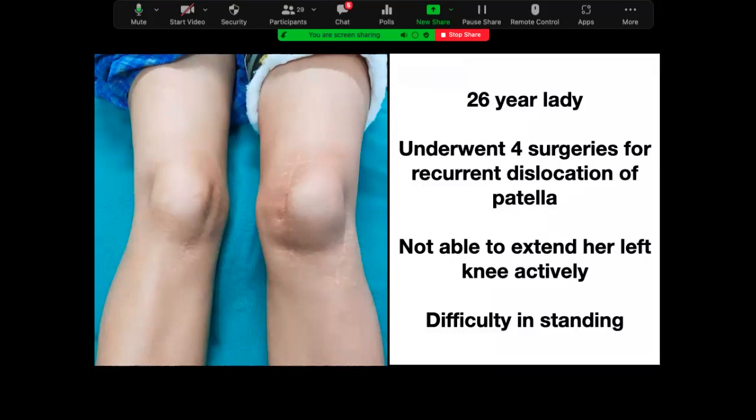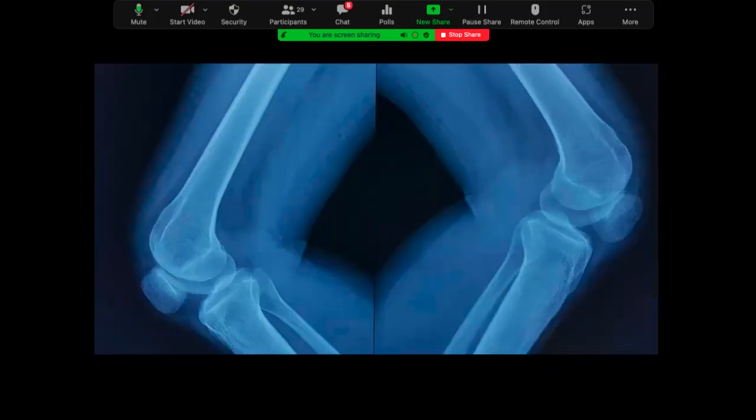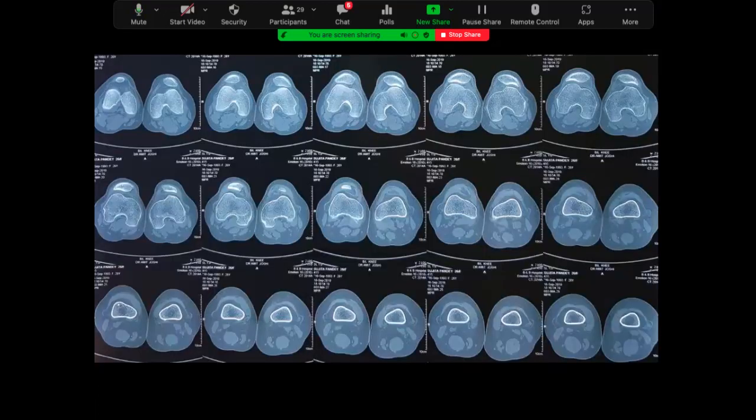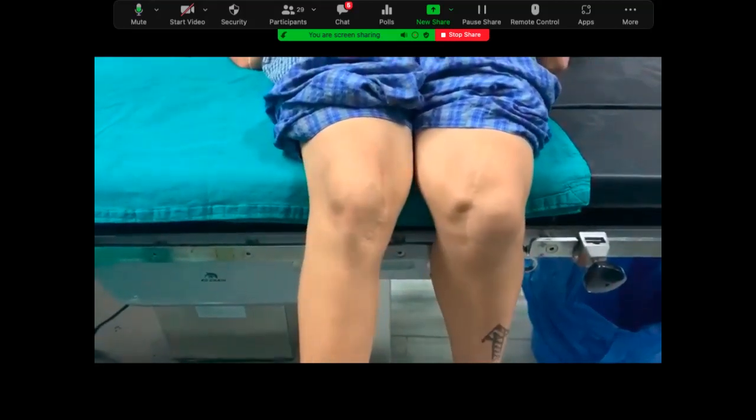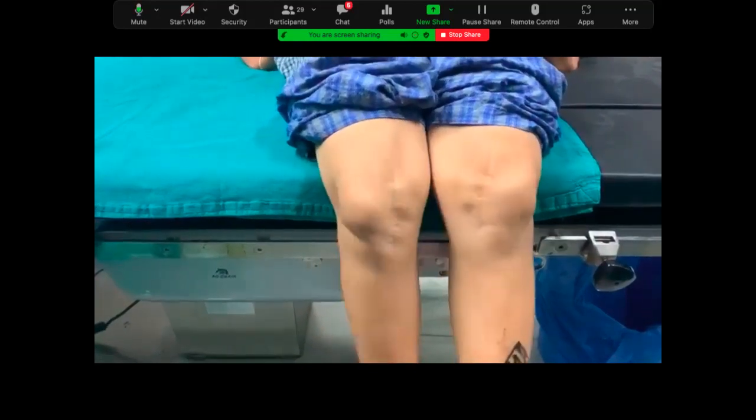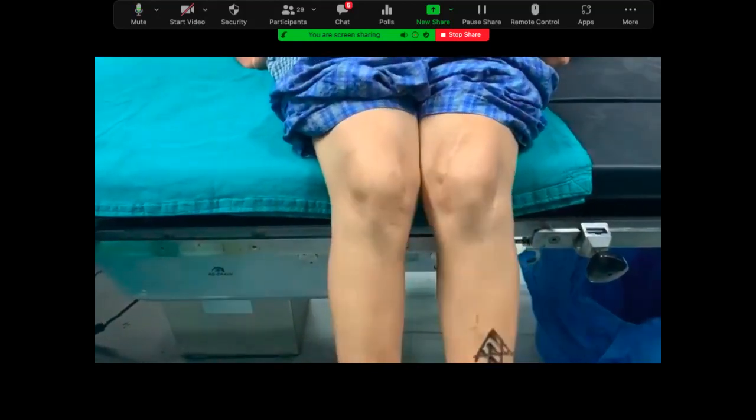Of these 4 surgeries, one was done by us long ago. She was not able to extend her left knee actively, with difficulty in standing. I'll not go into detail of these X-rays. CT scan showed bilateral trochlear dysplasia. All the 4 surgeries were soft tissue surgeries. And this is what she came to us with. One of those scars is ours. You see that she was not able to extend. Even after 4 surgeries, this failed.